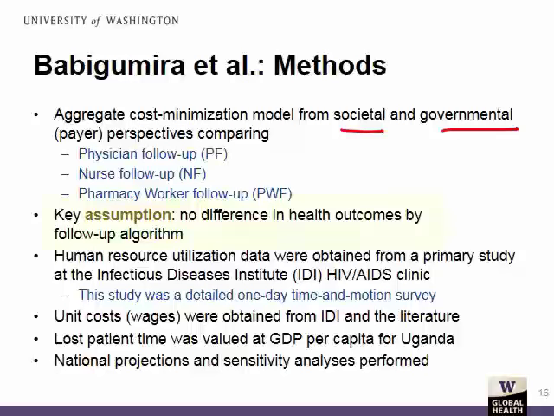And the key assumption was that there was no difference in health outcomes. And we used data from the IDI clinic with regard to resource utilization and unit costs and wages, and valuing lost time based on Uganda's GDP per capita. And we also did national projections and sensitivity analysis.